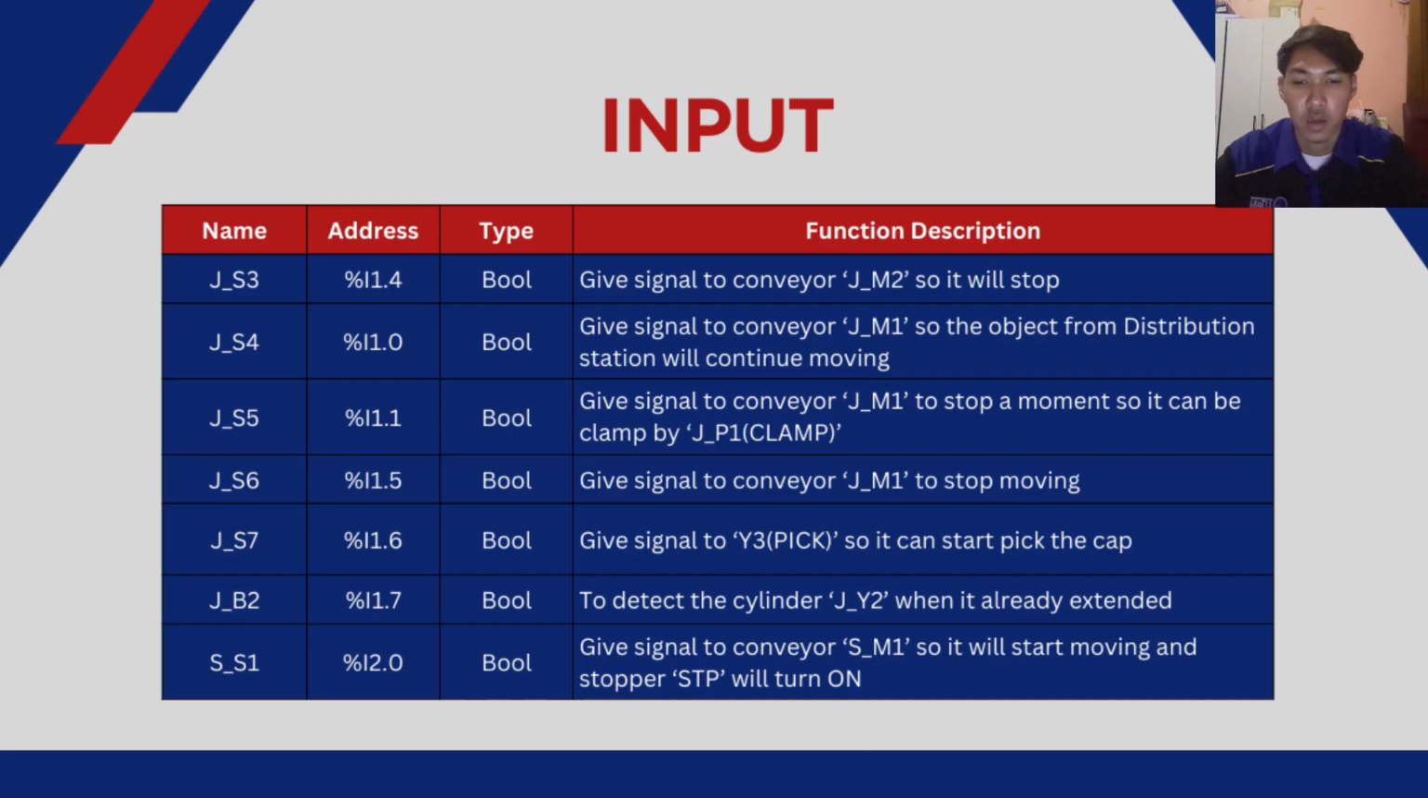For the S7, we are using I1.6, a function that gives a signal to Y3, so it can start to pick the cap. For the B2, the address is I1.7, and the function is to detect the cylinder Y2 when it is already extended. For the S1, the sorting sensor 1, we are using I2.0, a function that gives a signal to conveyor M1, so it will start moving and the stopper will turn on.